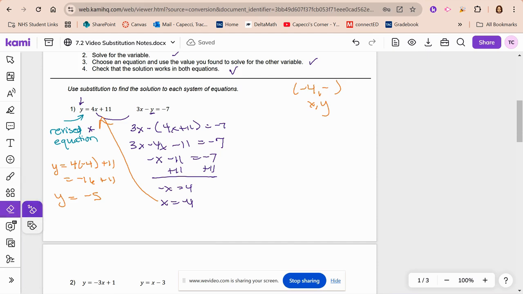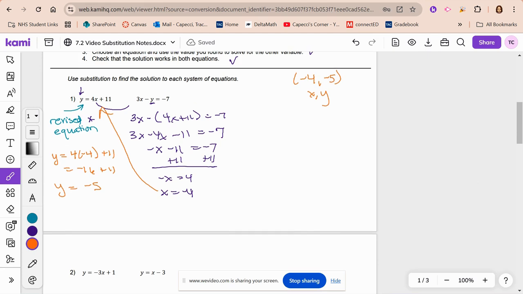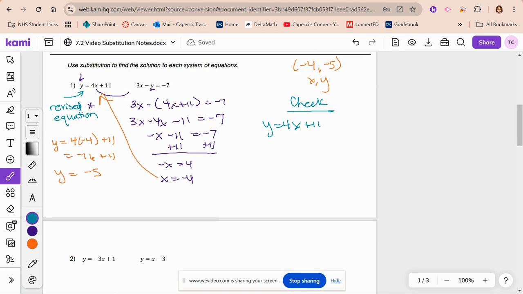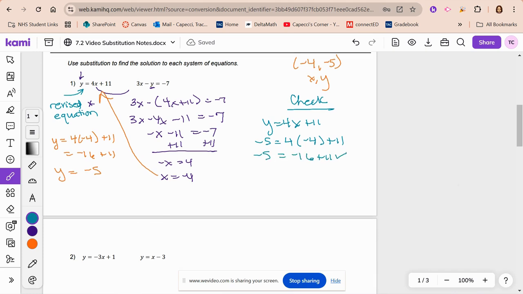Now, the other thing we can do is check it. If we were to graph those two lines, put them in slope-intercept form and graph them, that's where they would intersect. So again, check it just like we did in previous lessons. I'm going to start with my original equation, and I'm going to substitute in my values. So y is equal to negative 5. This is my solution. 4 times our x, which is negative 4, plus 11, so we have negative 5 is equal to negative 16 plus 11, which is true.